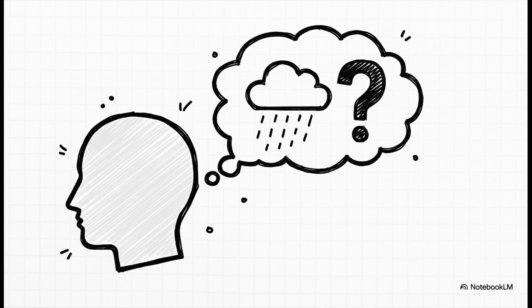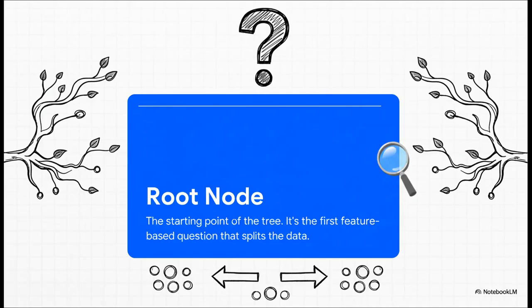The first thing your brain does, almost automatically, is ask a question. And it's probably the most important one, right? Is it actually raining right now? This is the starting line for our entire process. In the world of machine learning, that first big question has a name. It's called the root node. Think of it as the trunk of the tree. It's the very first split that gets the whole thing started. Every tree has to begin somewhere.